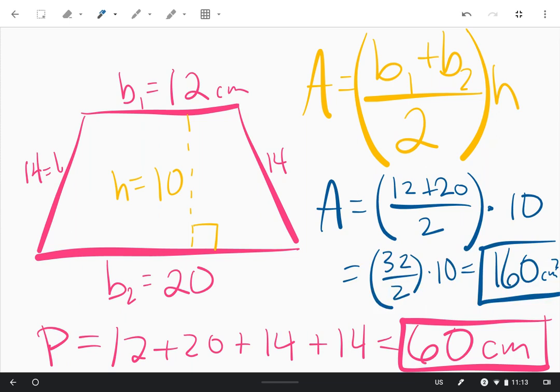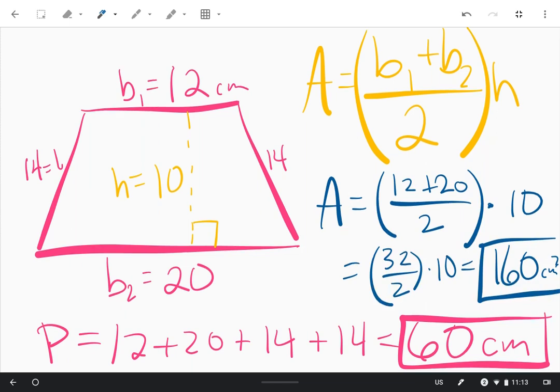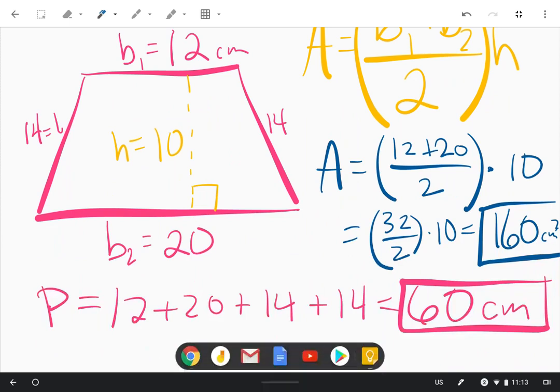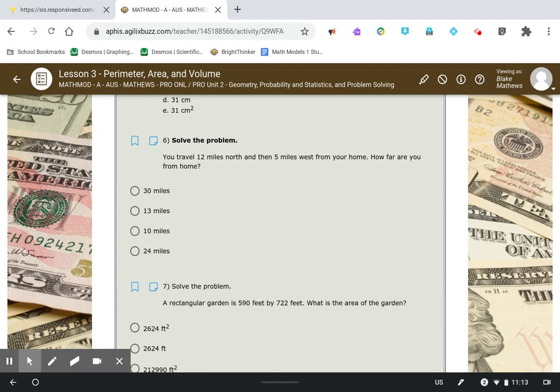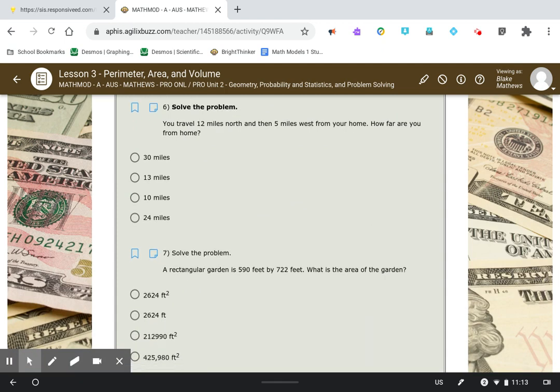So, like I said, I'm just showing you one example for each of the types, and I'll provide the formulas for you later. Okay, I'm going to walk through just to get you started on some of these other problems. Number 6, you travel 12 miles north and then 5 miles west. This is a Pythagorean theorem problem. So you're being given A and B, and you need to solve for C. That's the triangle you're using, 12 miles north, 5 miles west. You need to find C using the Pythagorean theorem.